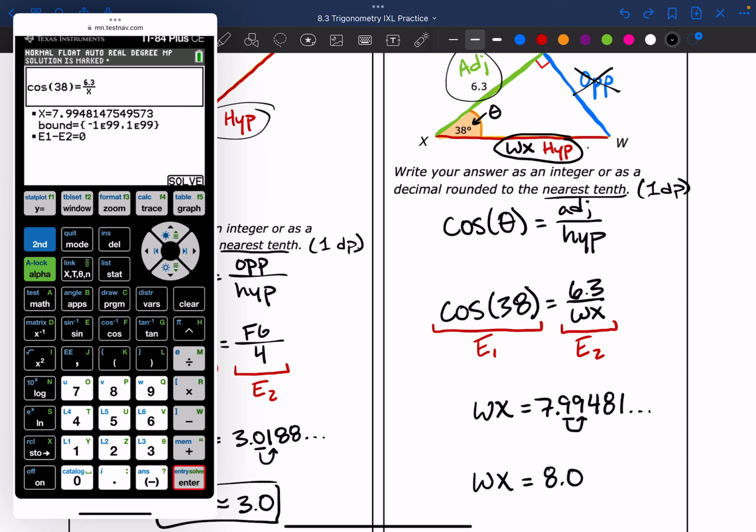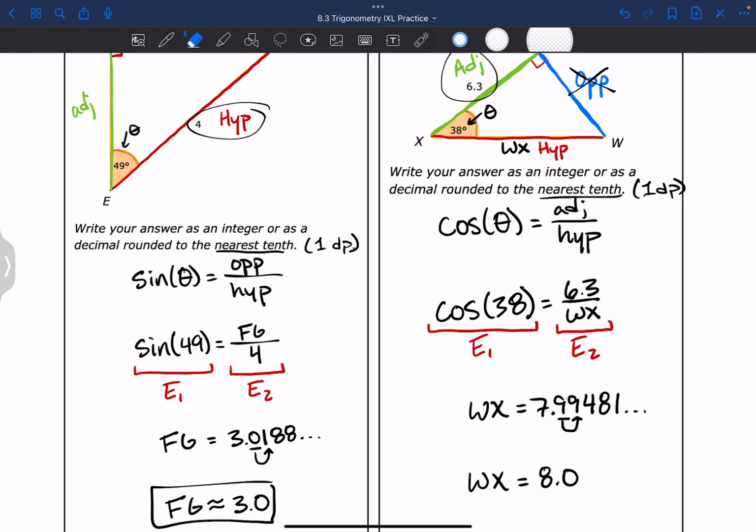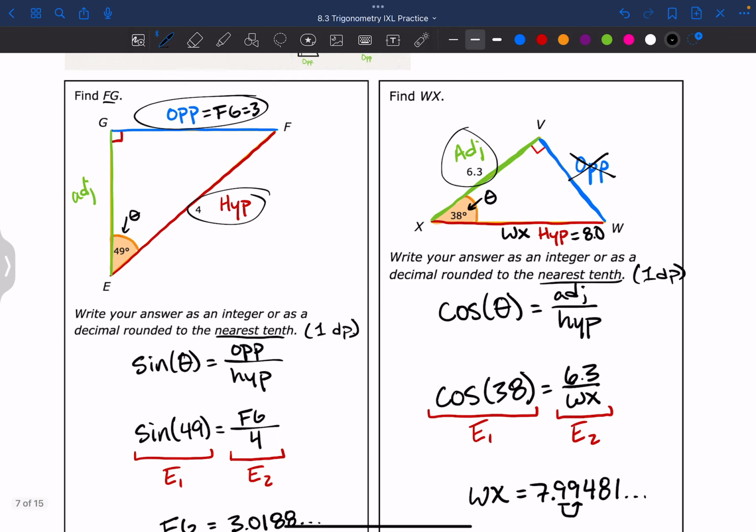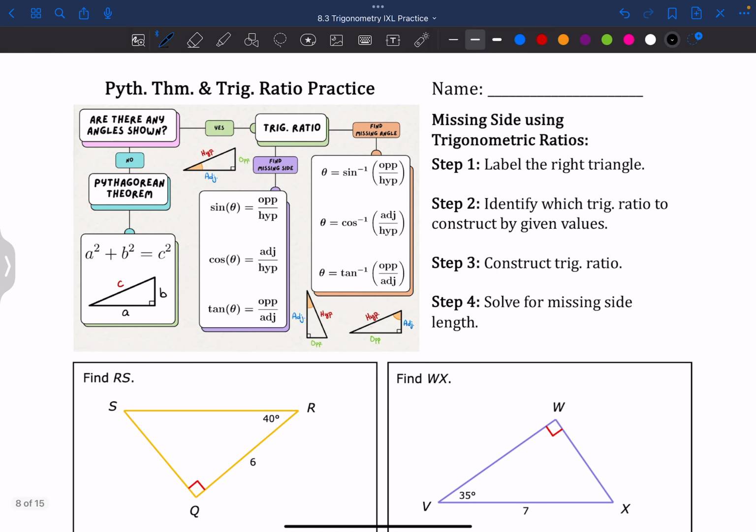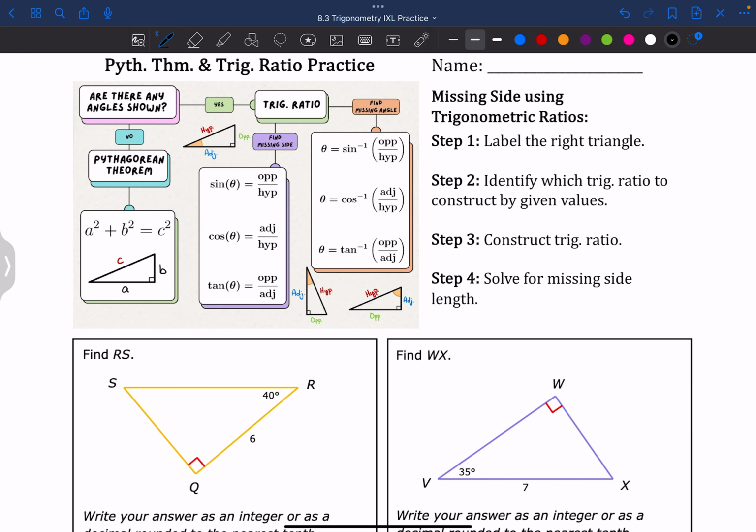And that would mean my hypotenuse is, let me erase this for a second. My hypotenuse is, again, 8.0. And we're good. My hypotenuse is greater than my adjacent, so that is a good indicator that I am going in the right direction. So here are a few examples that you can utilize to help you find missing sides. We have a few more examples, so we're going to just dive into it.